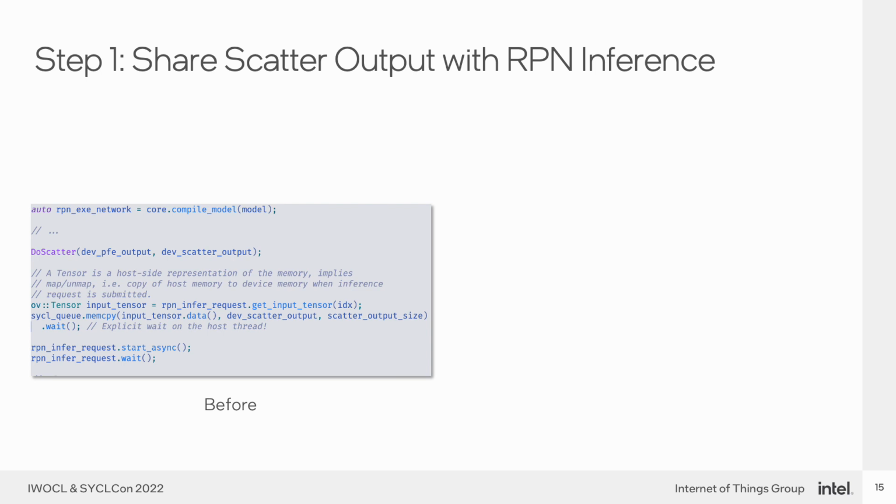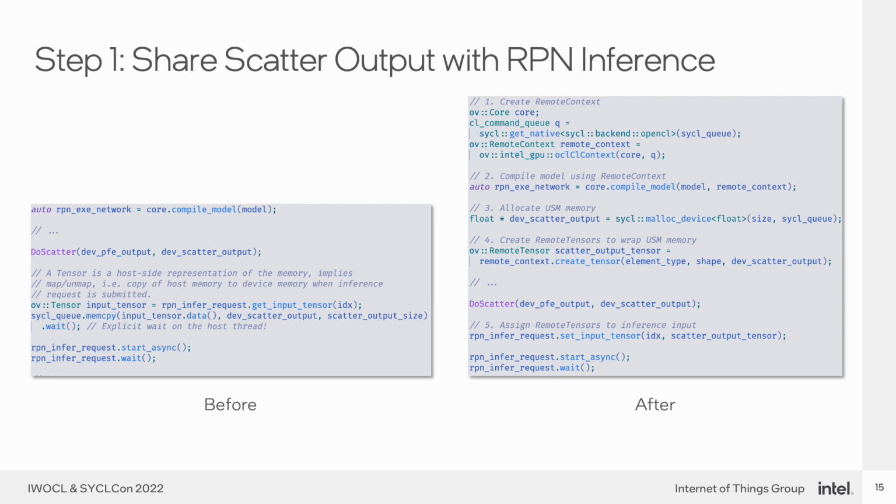On the left is the code before optimization. We're not using any interoperability between SYCL and OpenVINO just yet. DoScatter is a function that calls SYCL APIs with unified shared memory pointers as input and output. Notice that we are copying the scatter output to the inference input with a call to memcopy.